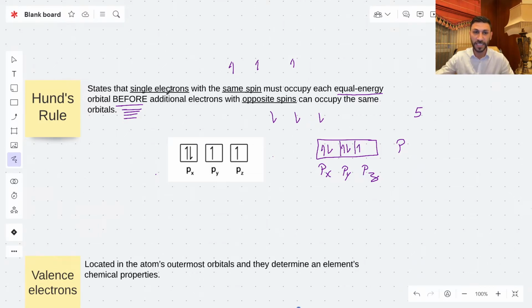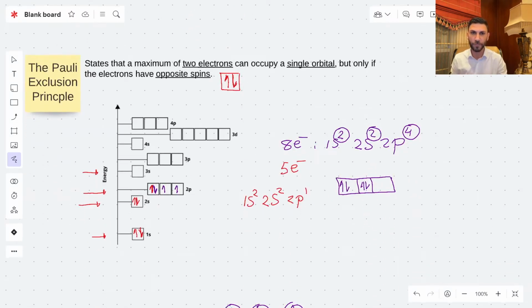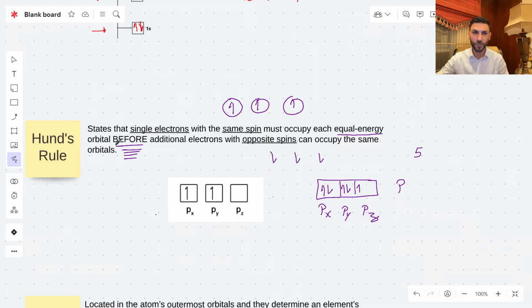So it states that single electrons with the same spin, like those, must occupy each equal energy orbital, because these three orbitals in p, in terms of energy, as you can see here, are equal. Px, Py, and Pz have the same energy. Before the additional electrons with the opposite spins can occupy the same orbital. I think it's clear enough.